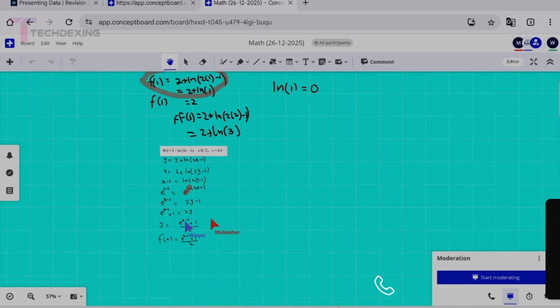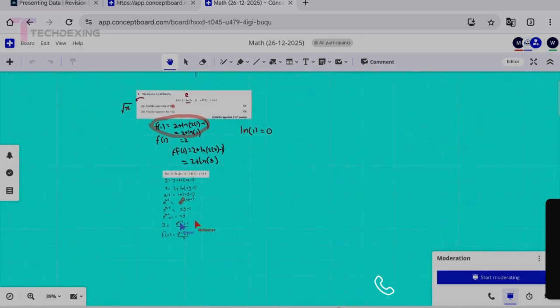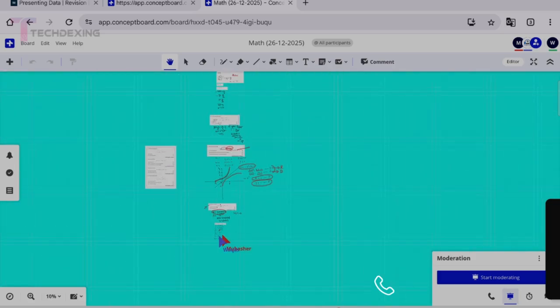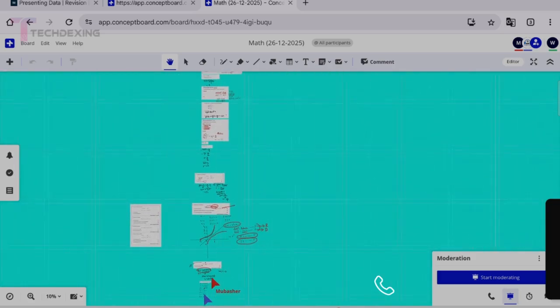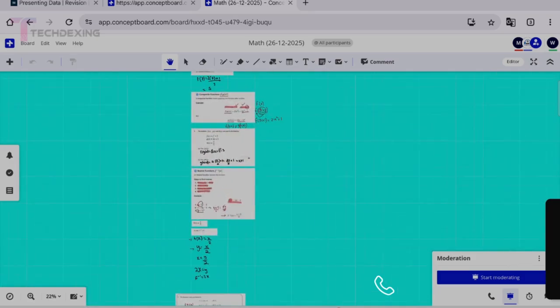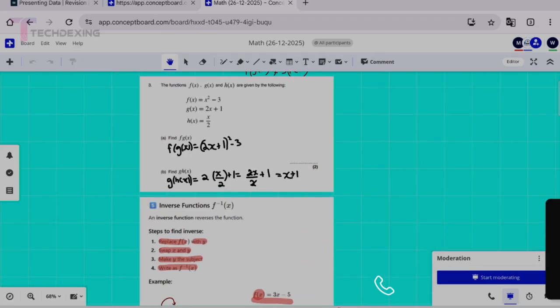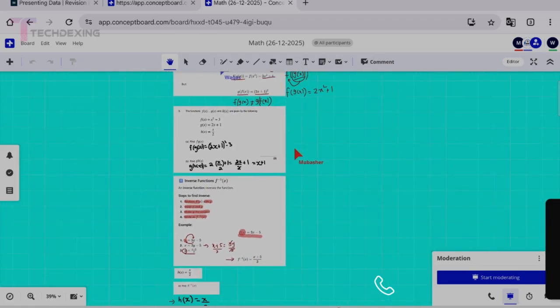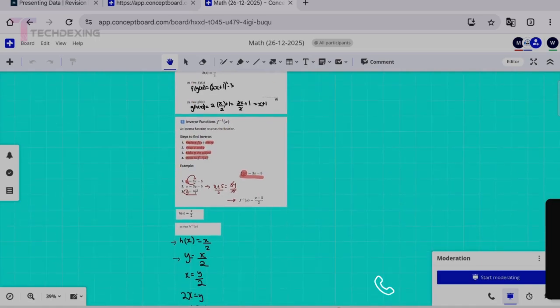Okay, so let's sum up the whole lesson. We discussed the function, what is a function, right? And after that, we discussed the composite function, how we're gonna combine functions, right? And after that, we did how we're gonna find the inverse of the function, right?